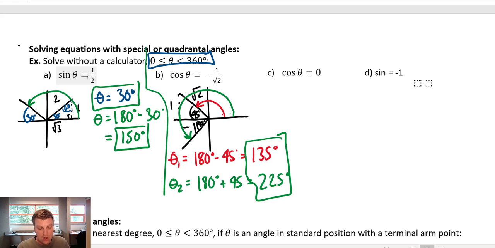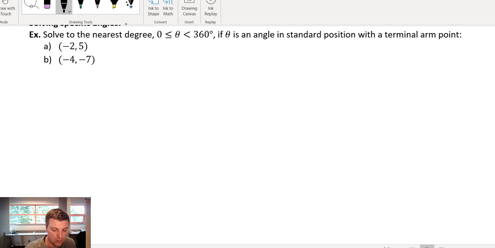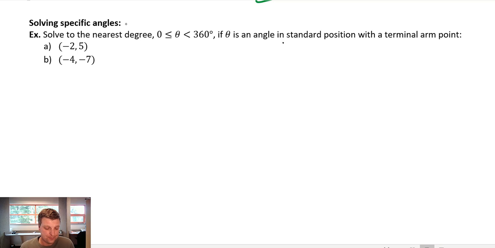-1/√2. Last but not least, I think I promised that we were going to do one more thing, but I lied because there's one more thing. And this is what happens if we've got a point, but we have to solve for the angle. So solve to the nearest degree between 0 and 360 if theta is an angle in standard position with a terminal arm point at -2, 5. So solve to the nearest degree.